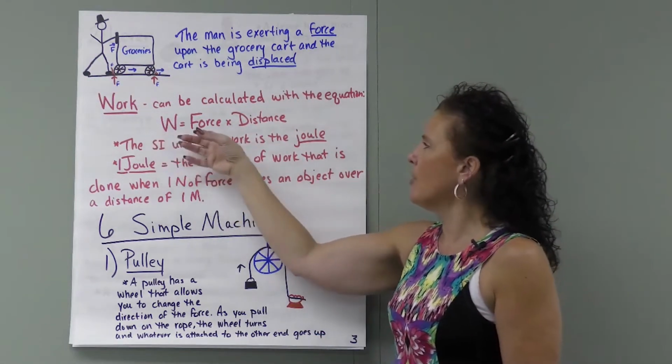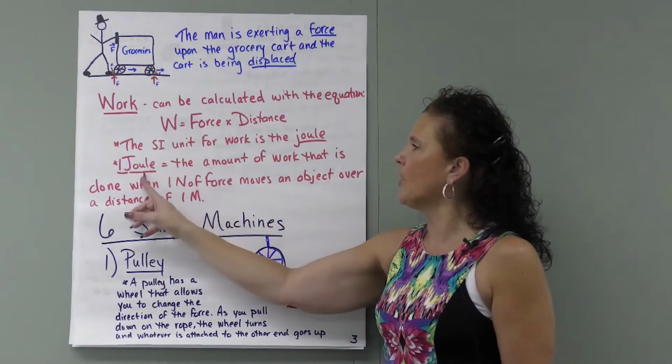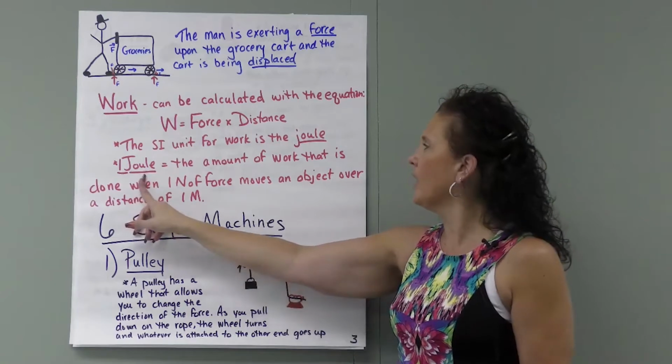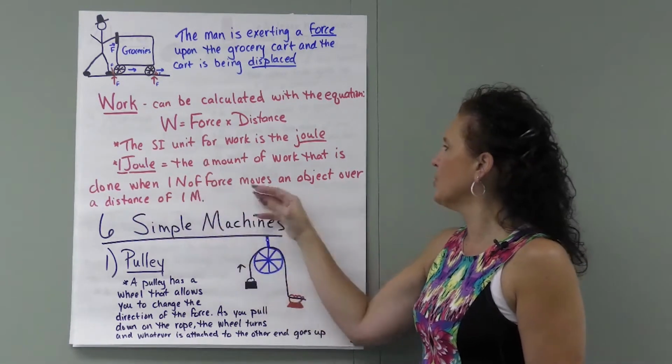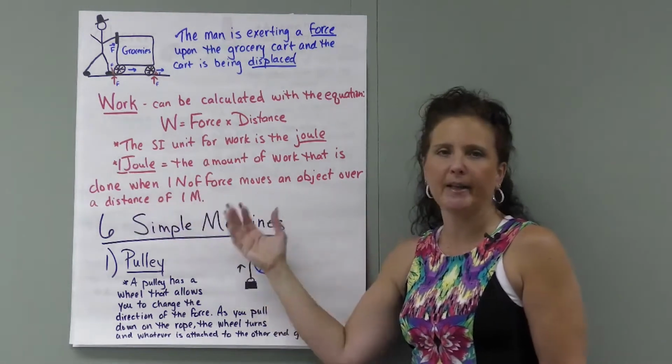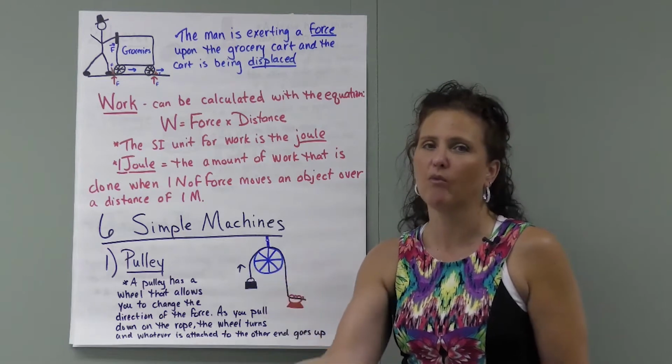So we take those and multiply them. 10 times 10 is 100, and the unit for work is called a joule. That's the amount of work that is done when 1 newton of force moves an object over the distance of 1 meter. So that's our joule. So we would say that would be 100 joules of work.